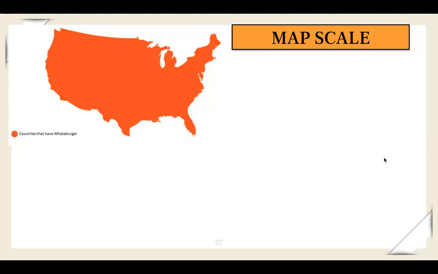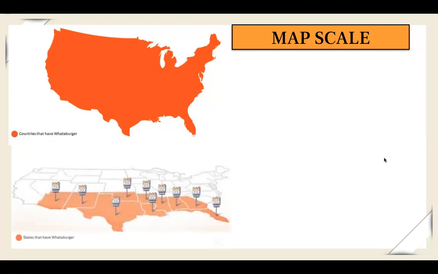So this map sort of implies that not only is it in the United States, but it's in every part of the United States because the whole thing is colored in orange. Well, let's break this down further and find out if that's actually true, even though we know it's not. Let's look at it at the state level. Clearly, Whataburger is a southern fast food chain, right? It's got locations from in the east, Florida and Georgia, all the way to the west in Arizona, but nothing above the south. So now, let's break this down further.